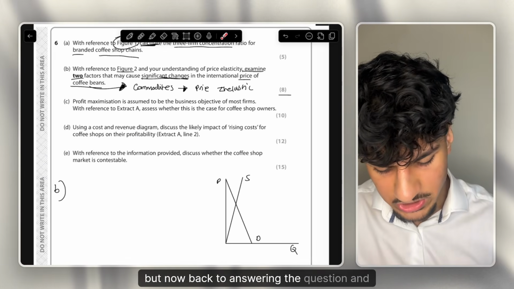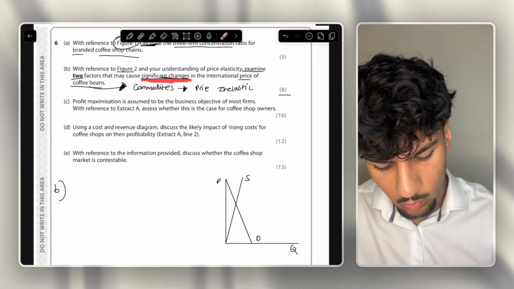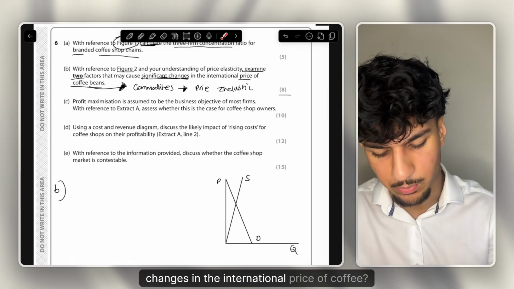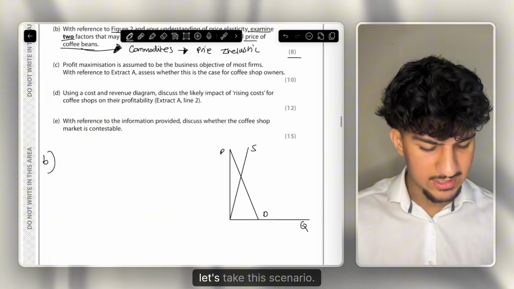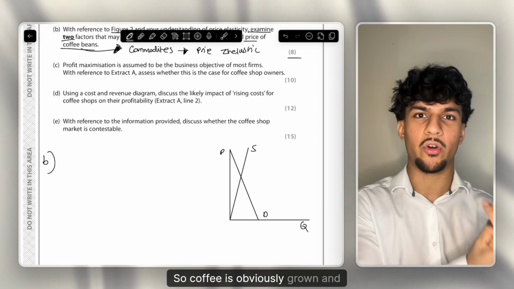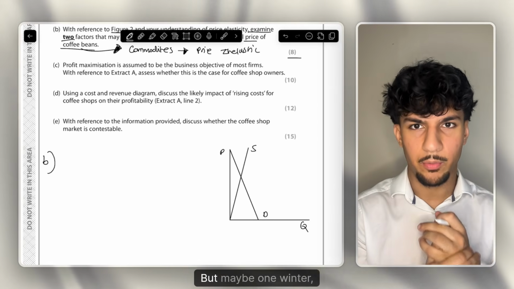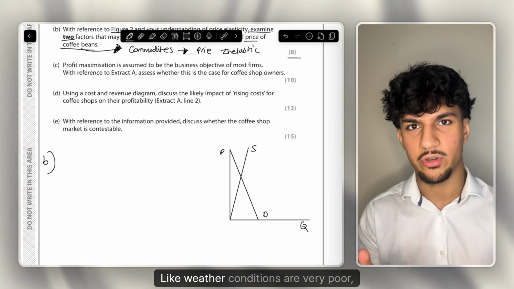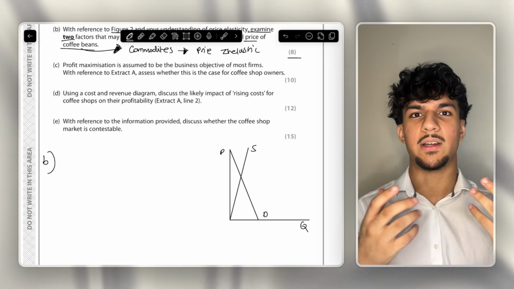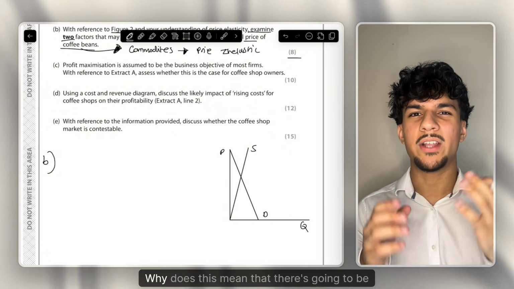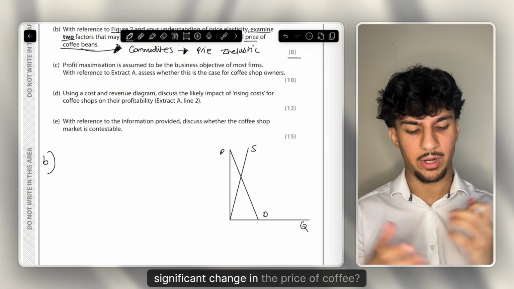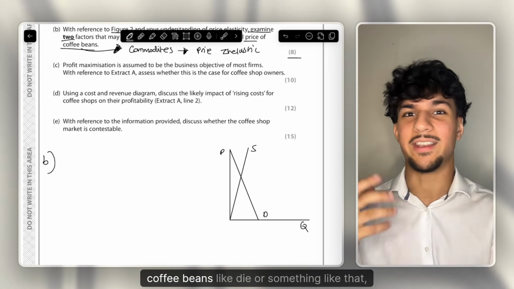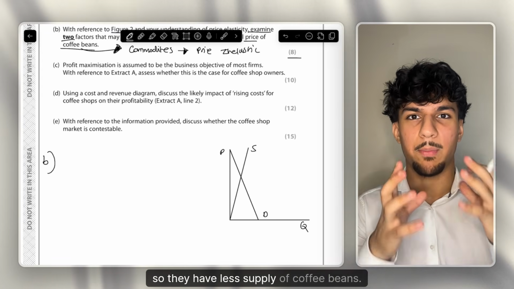But now back to answering the question and this specific phrase: what leads to significant changes in the international price of coffee? Let's take this scenario. Coffee takes a few years to grow, but maybe one winter, one summer, or one year, there's a very bad harvest where the conditions are very poor, meaning they don't produce as much coffee. Why does this mean there's going to be a significant change in the price of coffee? Because a bad harvest is going to lead to a lot of the coffee beans dying or something like that, so there is less supply of coffee beans.